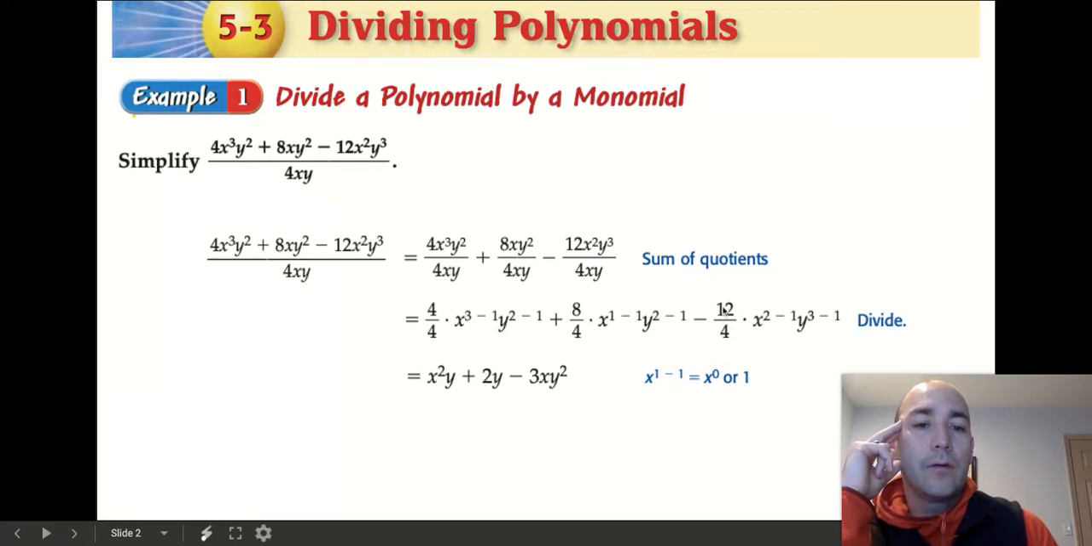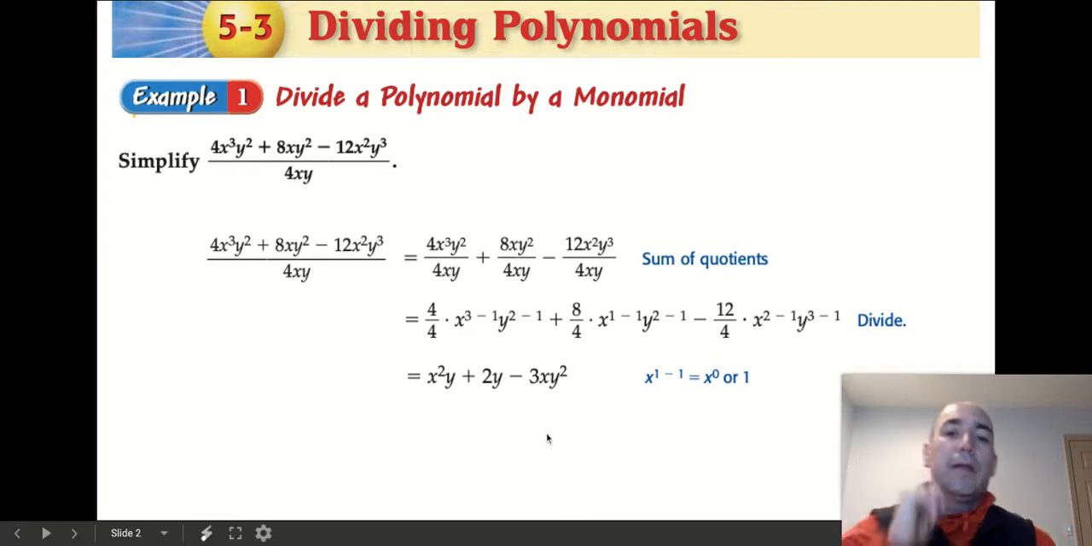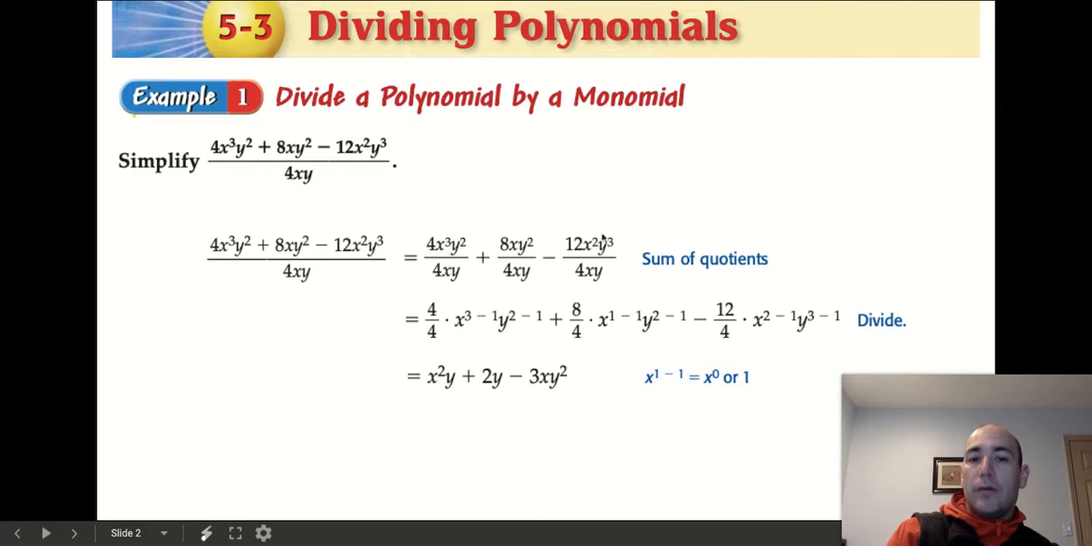The third term, you have 12 over 4, which simplifies to 3. This will leave you with x to the first power, and then y to the second power. So again, this is what it looks like when you get it simplified. In this example, when doing a polynomial divided by a monomial, you can break it out so each term is just divided by the denominator, and then simplify each one of those terms until you get your simplified answer.